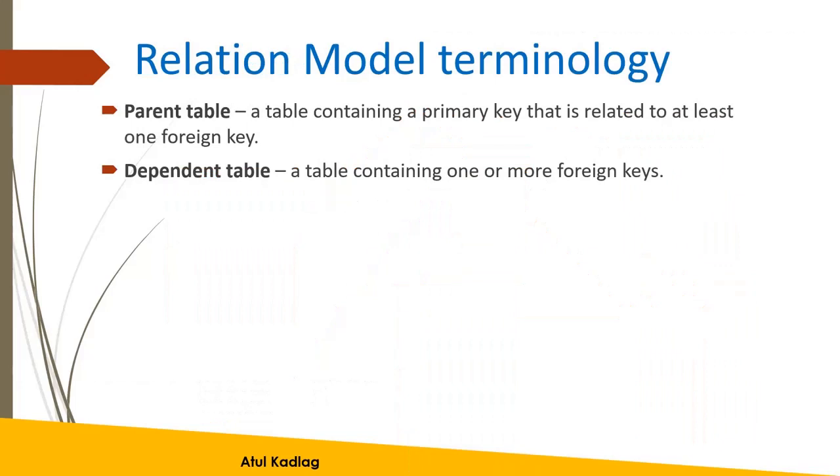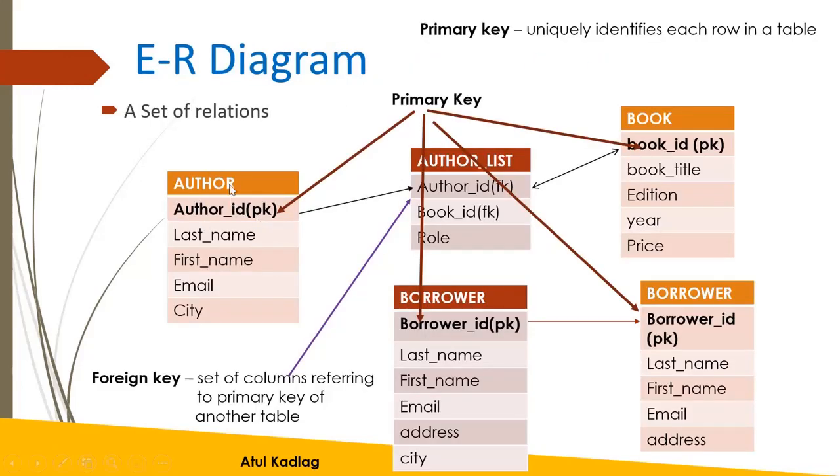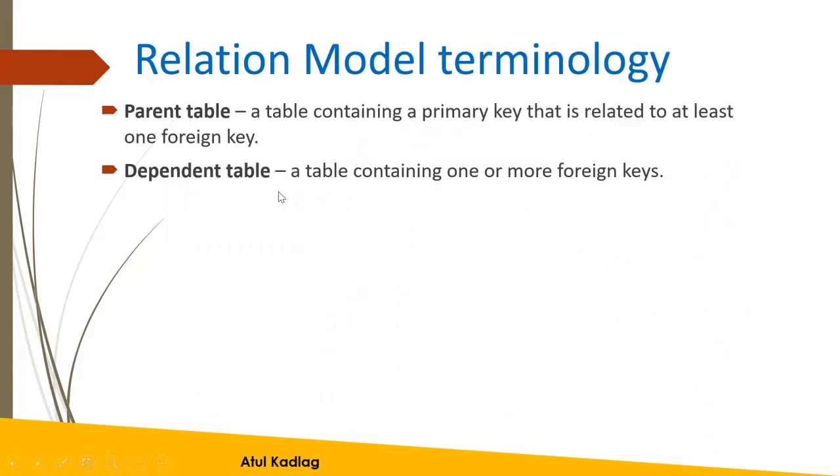Now there is some terminology we need to understand: parent table and dependent table. A parent table is a table containing a primary key that is related to at least one foreign key, and a dependent table is a table containing one or more foreign keys. In this case, author is a parent table and author list is a dependent table, because this author list has a foreign key which is referencing the primary key of this author table. So this concept we need to understand.